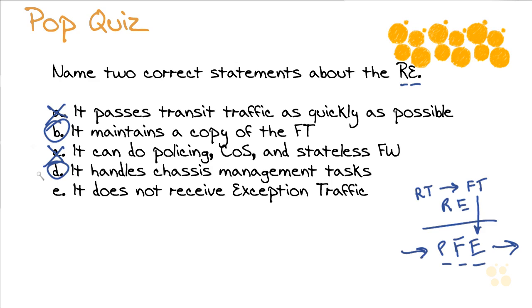E, it does not receive exception traffic. Okay? We can indeed eliminate that one because we know exception traffic actually does go up into the RE. This is traffic that's destined for this chassis itself, for example, like SSH traffic. So yeah, it is going to be received by the routing engine on our Juniper device. So the correct answers after careful analysis are B and D.